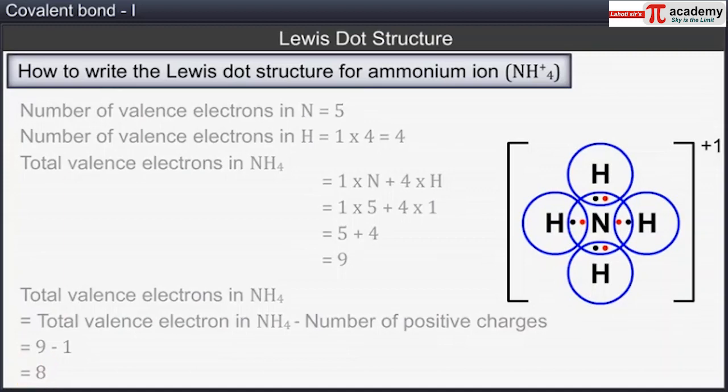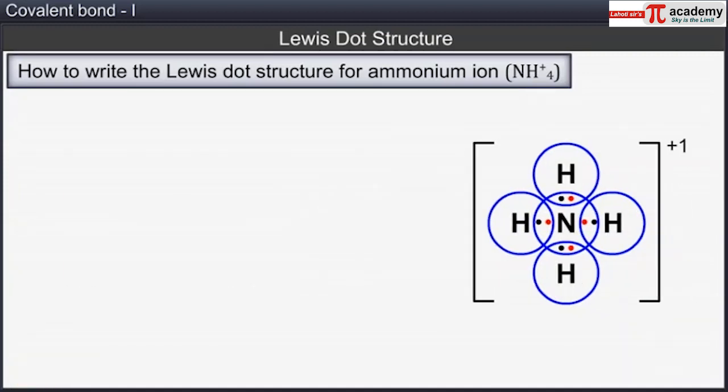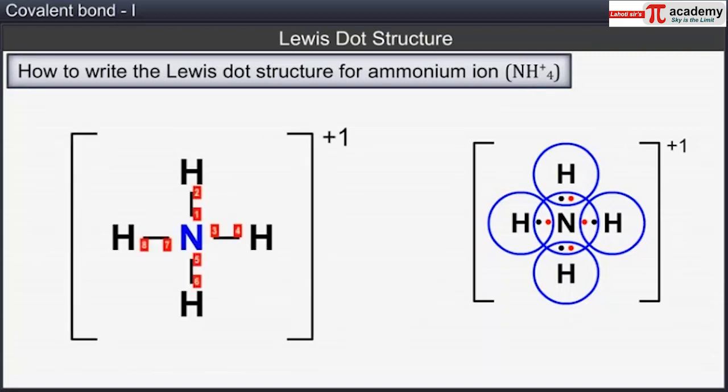In the ammonium ion, nitrogen is placed at the center and the 4 hydrogen atoms are placed around it at the terminal positions. The skeletal structure of ammonium ion is as shown. When each hydrogen is bonded to nitrogen by a single bond, nitrogen attains octet and hydrogen attains duplet respectively, resulting in the shown Lewis structure.